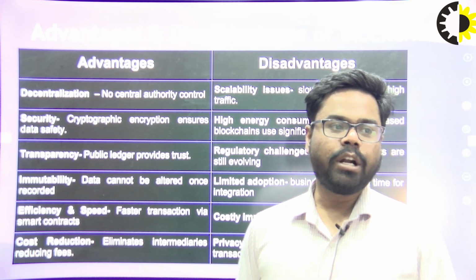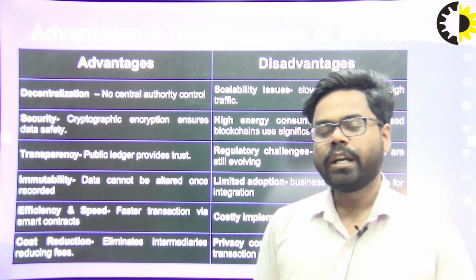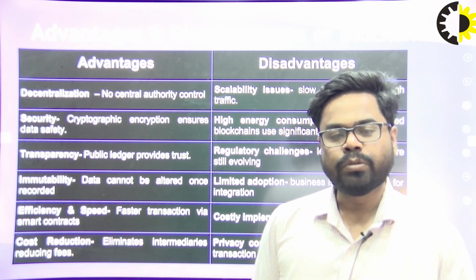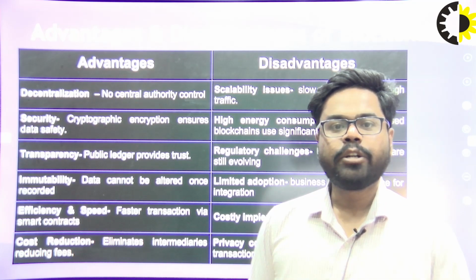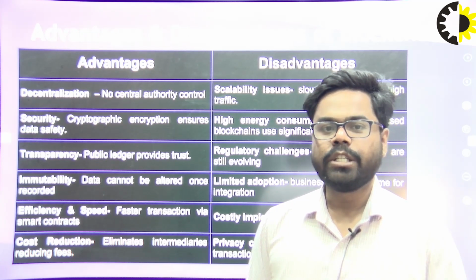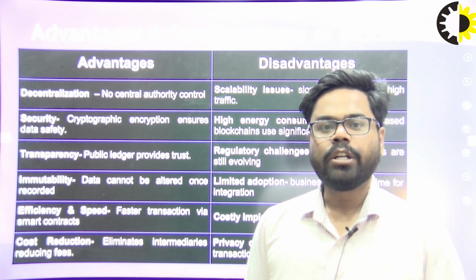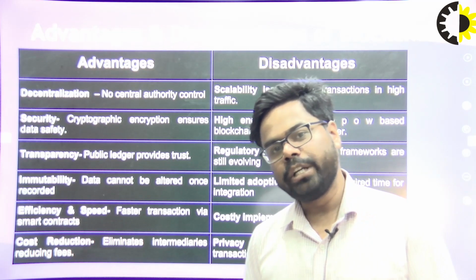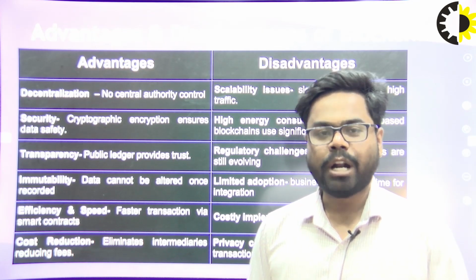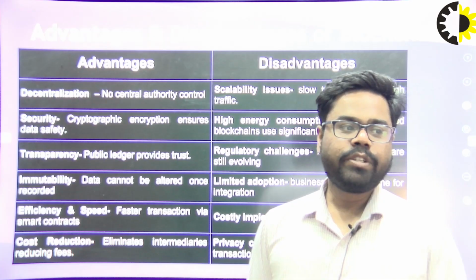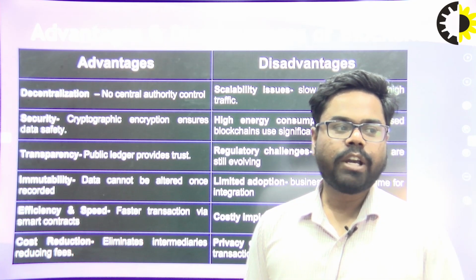Immutability: data cannot be altered once recorded. If all the data are stored in the blockchain, then it can't be altered or changed. But if you are changing it, a new block will be added, and the updated message or updated part is coming from that. Efficiency and speed: faster transactions via smart contracts.